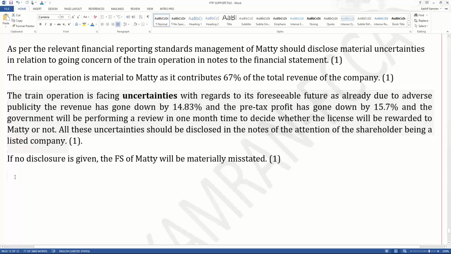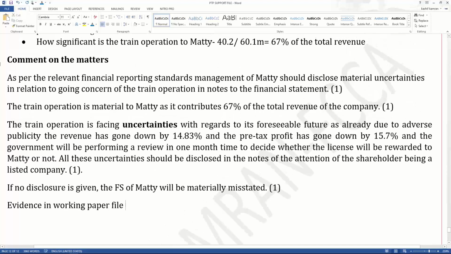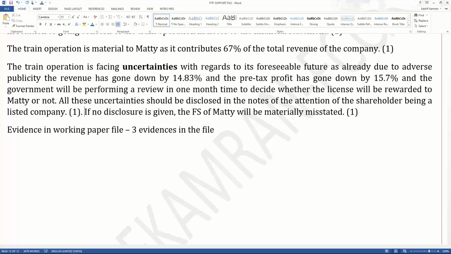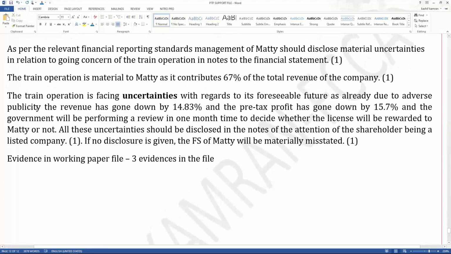Okay. Now after this, you have to write evidence in the working paper file. Will you be able to write evidence in the working paper file? How many marks are we left with? Total marks were 8, so we got 4. So that means you need to write 3 evidences in the file. We got 4 marks, right? Almost, from the drafting above.